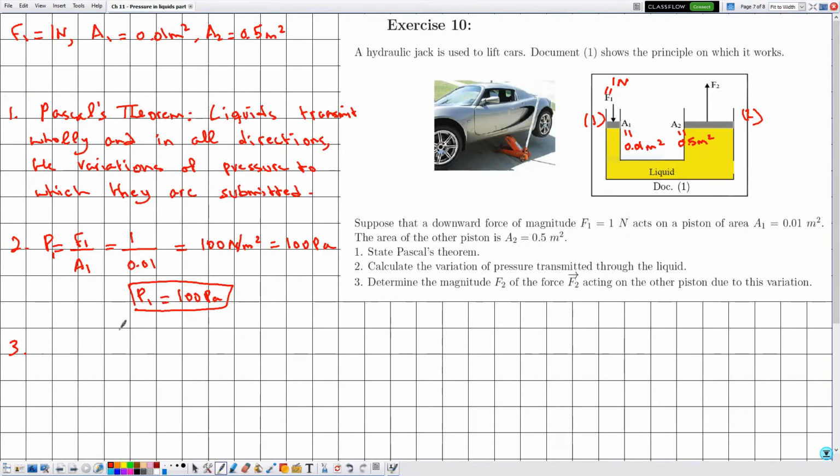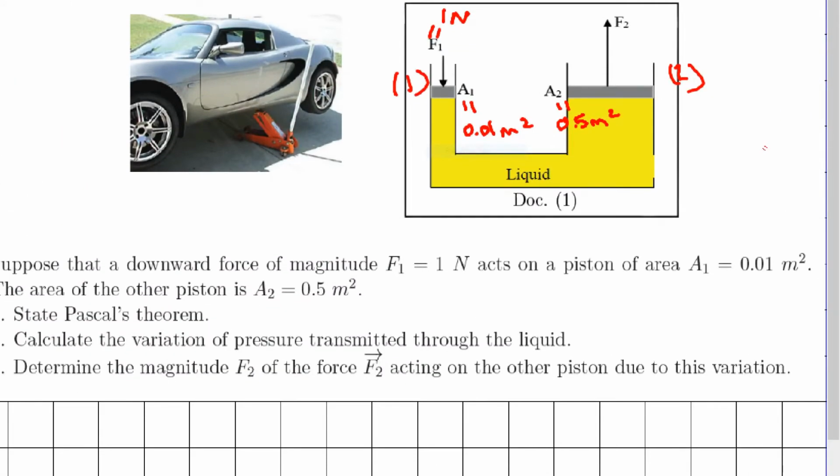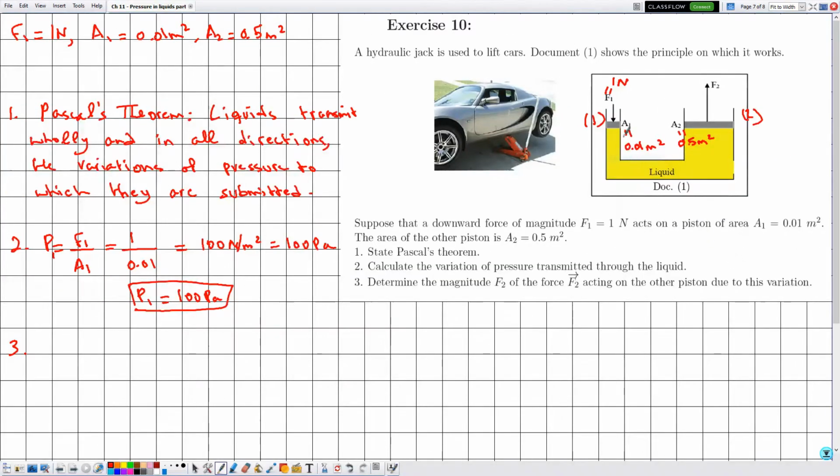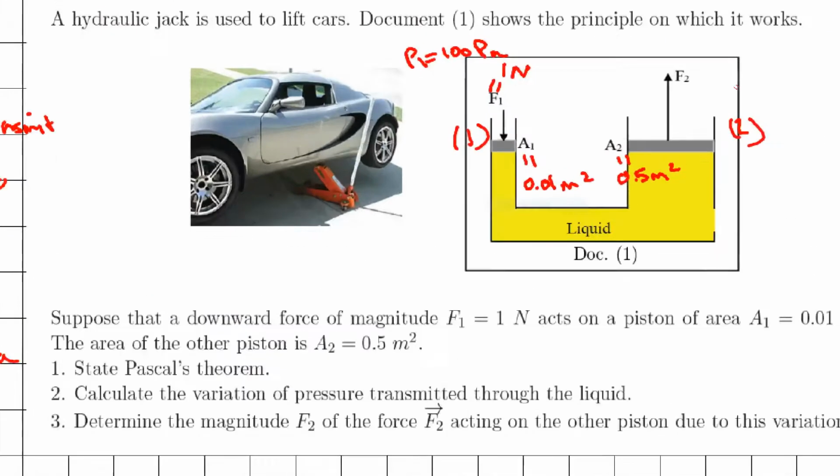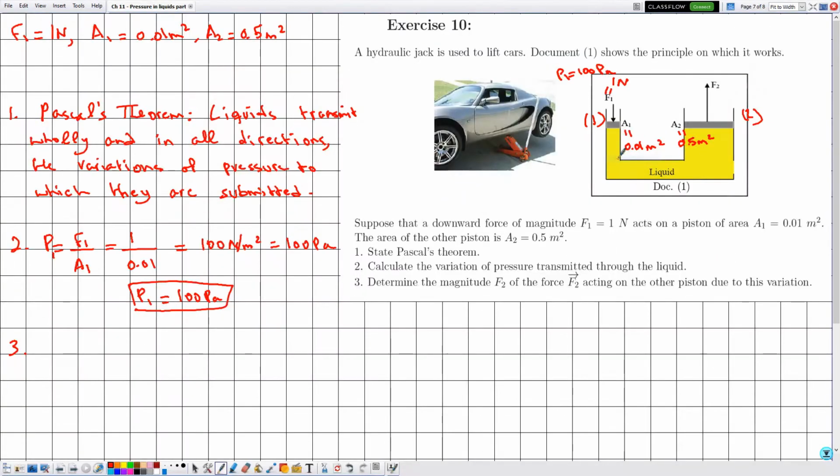Now in number 3, determine the magnitude F2 of the force F2 acting on the other piston due to this variation. Here let me write that P1 is equal to 100 Pascal. So F2 can be determined from the following relation, that the pressure is equal to force divided by area, knowing that we are interested in determining the value of the force.